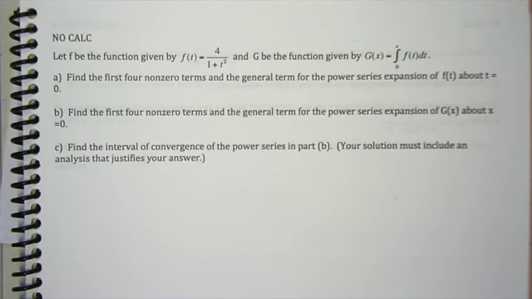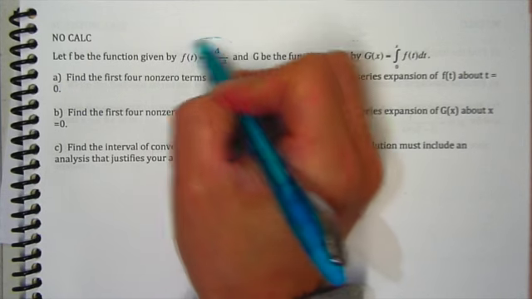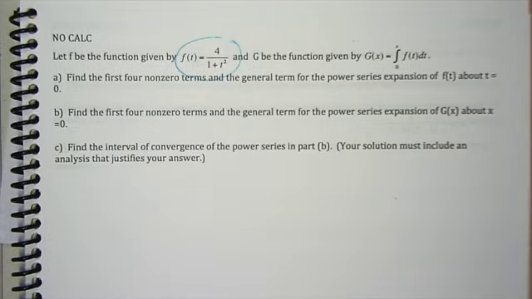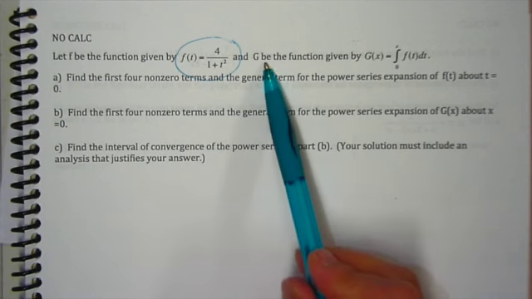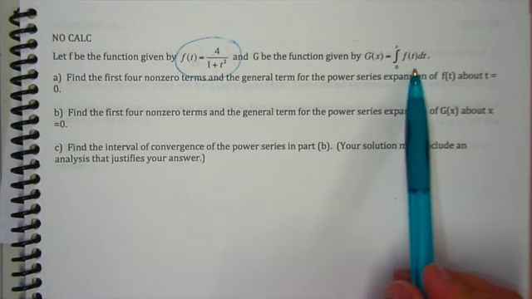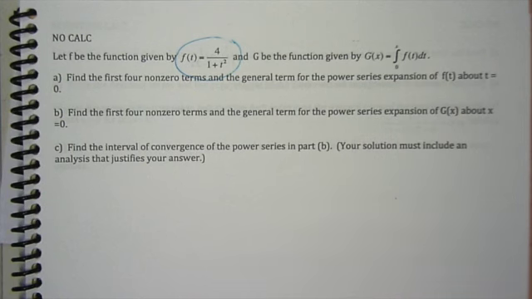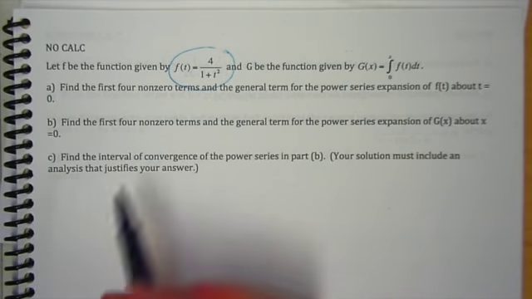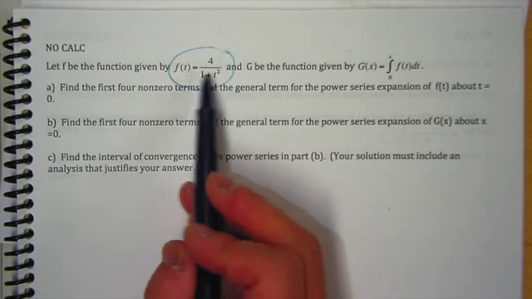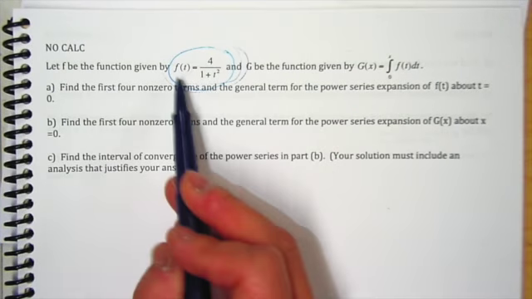So we are given a function. We are given the actual function, so 4 over 1 plus t squared is the function, and there's a different function, g, which is the antiderivative of f of t. So first part says, find the first 4 non-zero terms in the general term for f. So I want to come up with the series for this.